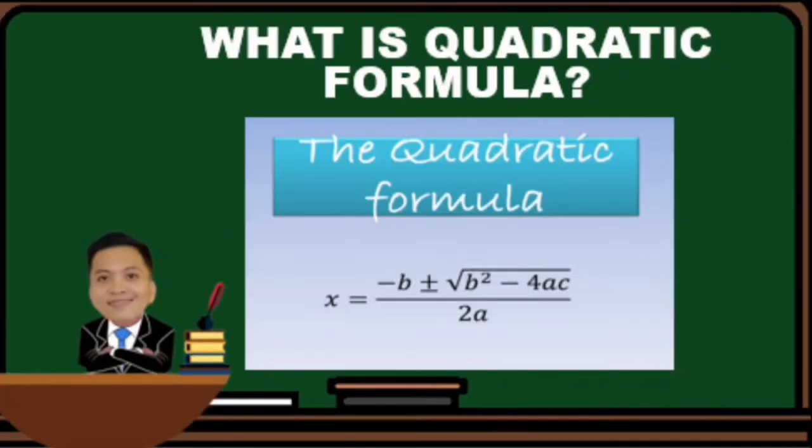What is the quadratic formula? The quadratic formula is x is equal to negative b plus or minus square root of b squared minus 4ac over 2a. That is the quadratic formula.